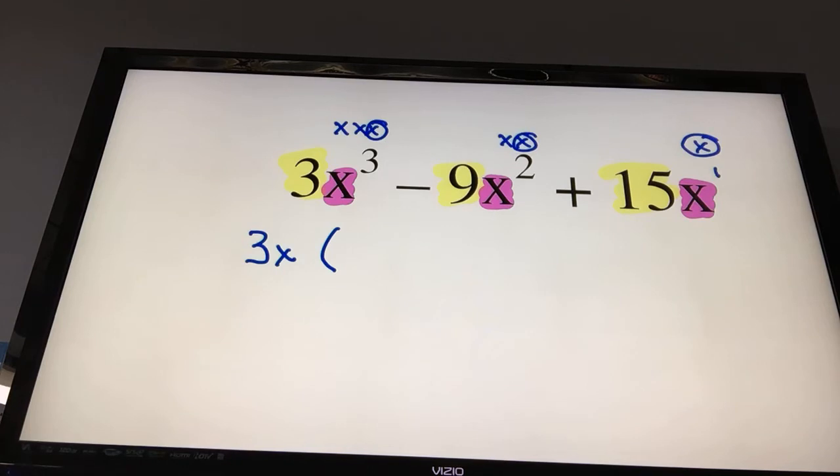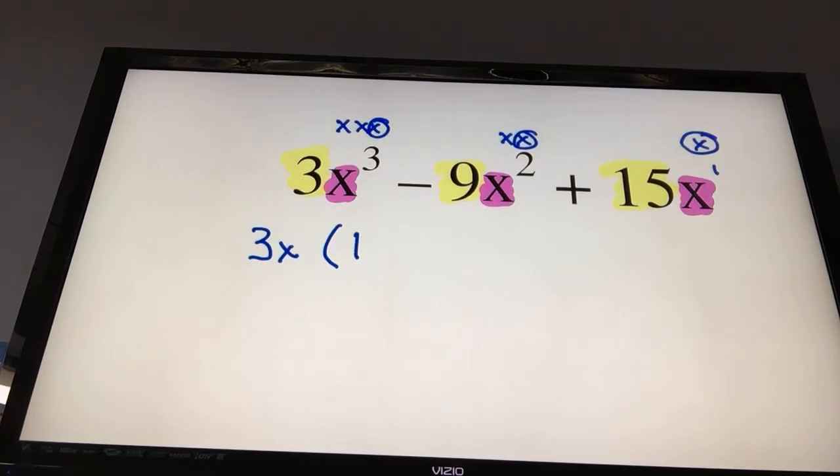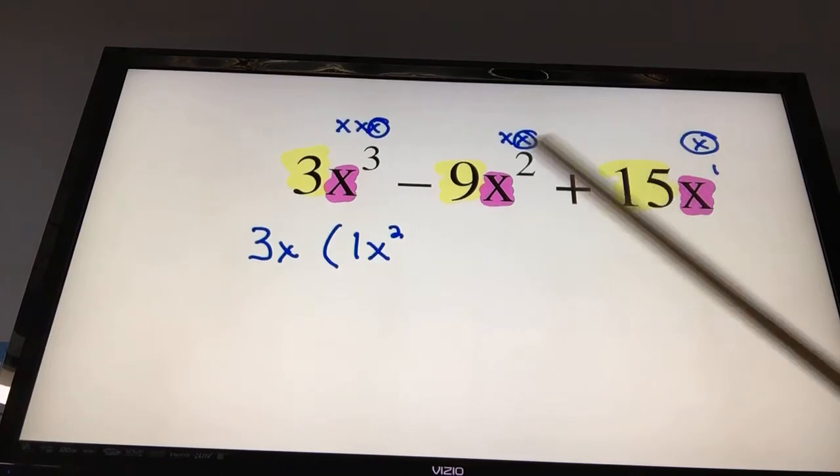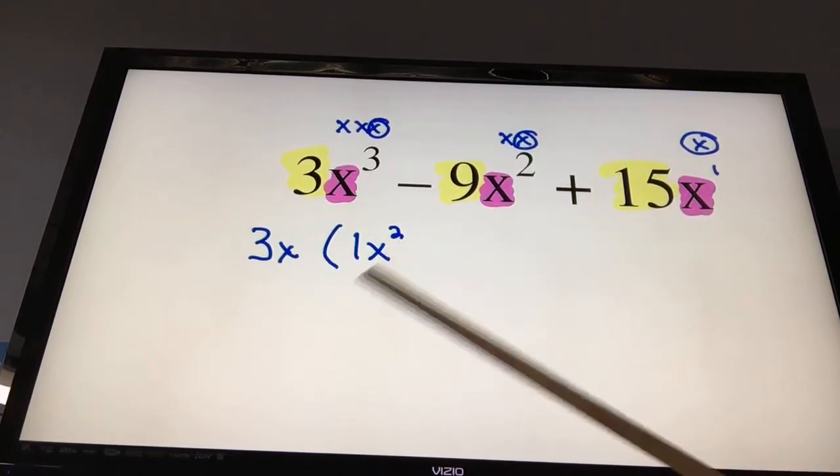So 3 divided into 3 is 1. And here we go, I'm starting to increase my powers now. X from x to the third. If I take an x out, I'm left with what? X squared. I'm left with 2 of them. Good. So I had 3, took 1 out. That leaves me the other 2.